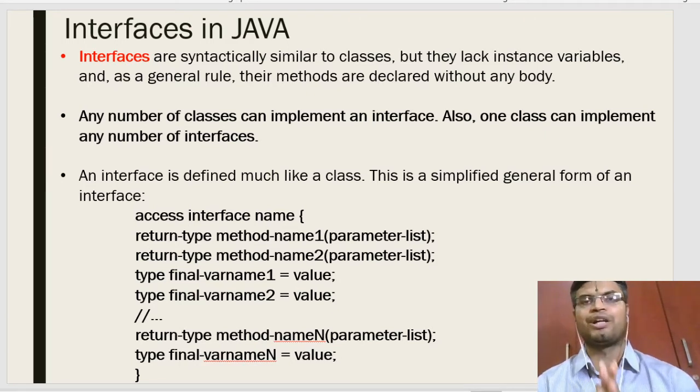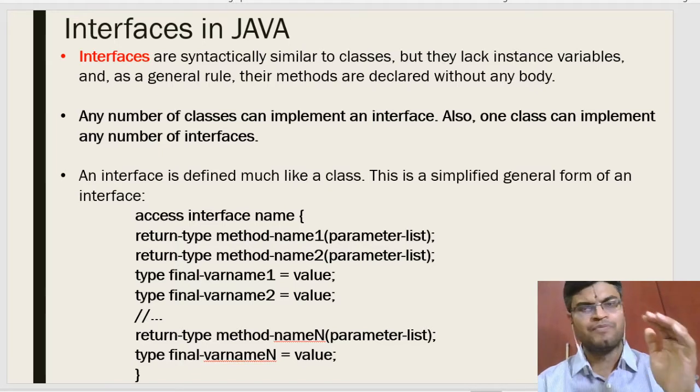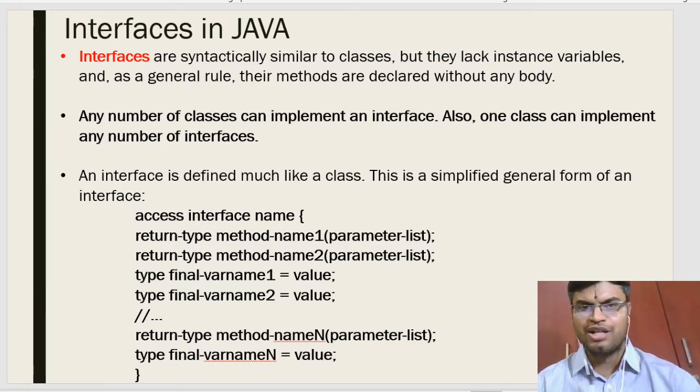Interfaces are very similar to something called classes, right? A class has a collection of methods and variables that you define in that particular class. So an interface is very similar to a class, but a few differences are there. So we'll see what the differences are.